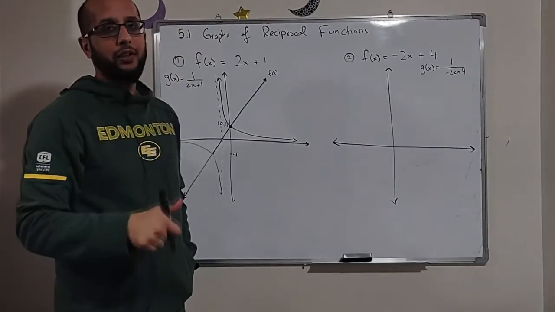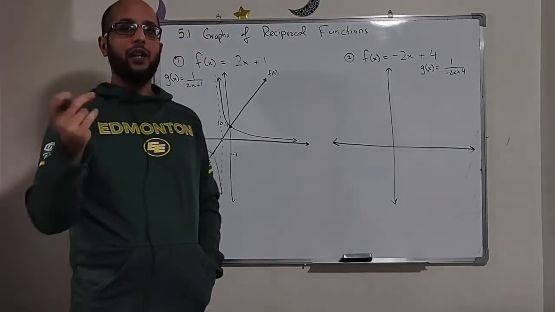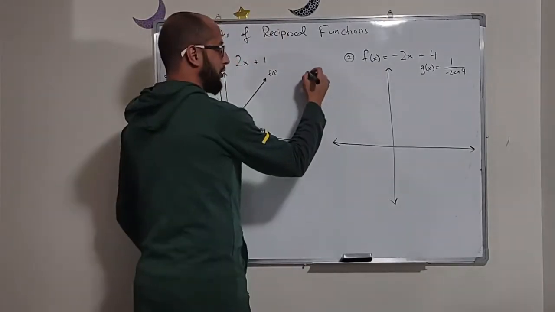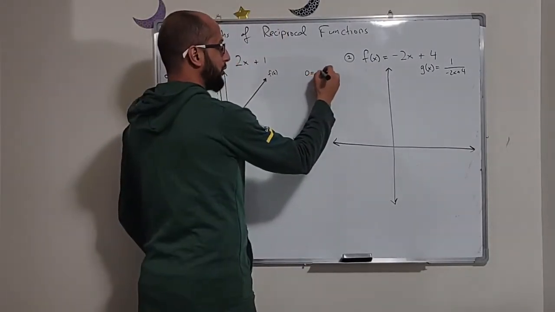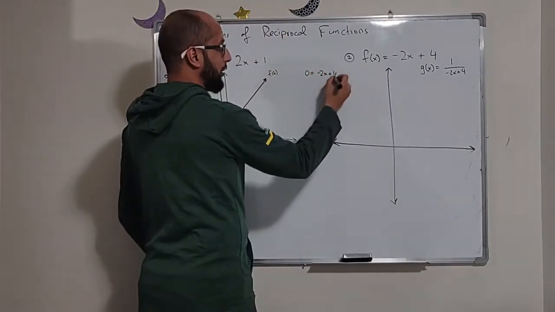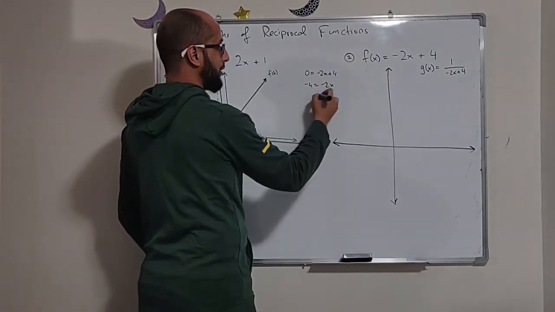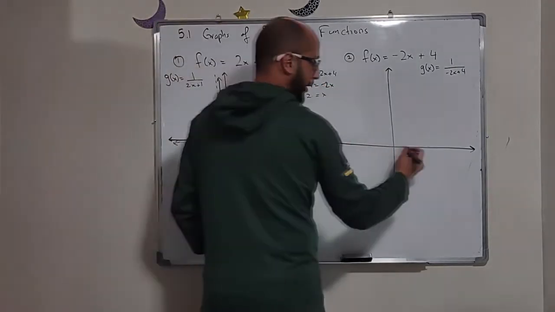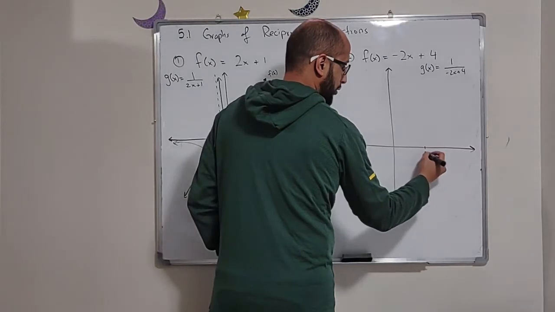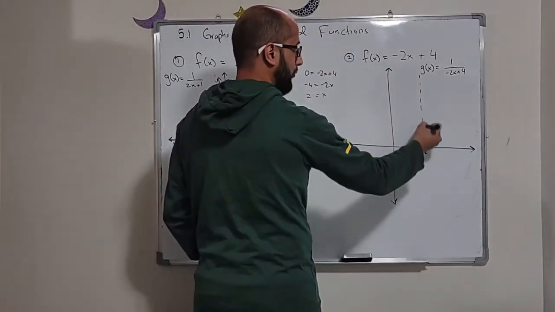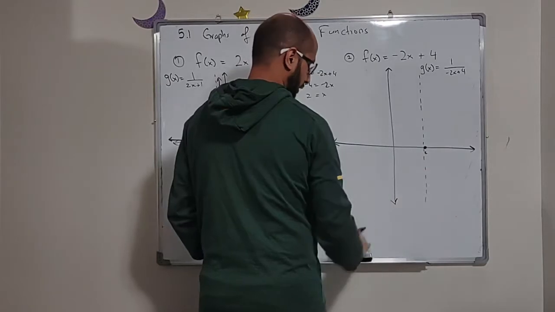The first thing we need to figure out is where the y value is equal to 0. So we can plug in a 0 into this equation. We'll have 0 is equal to negative 2x plus 4. Negative 4 is equal to negative 2x. And x is equal to 2. So I know that at x equals 2, I have a vertical asymptote. Okay, that was the first step.